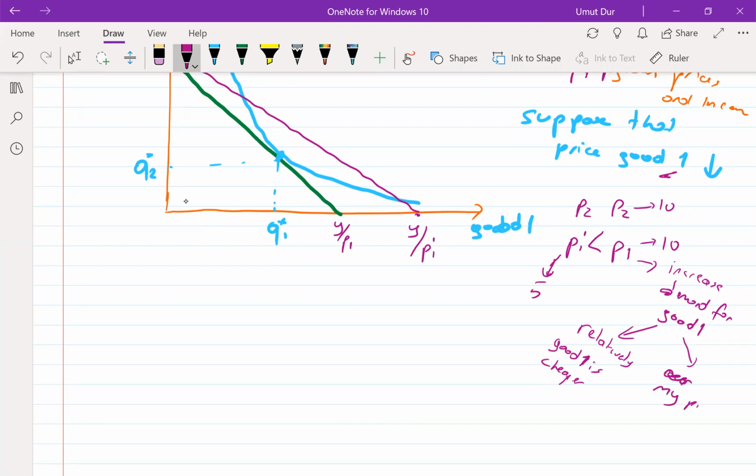My purchasing power increases, even though the exact amount of money that I have does not change.